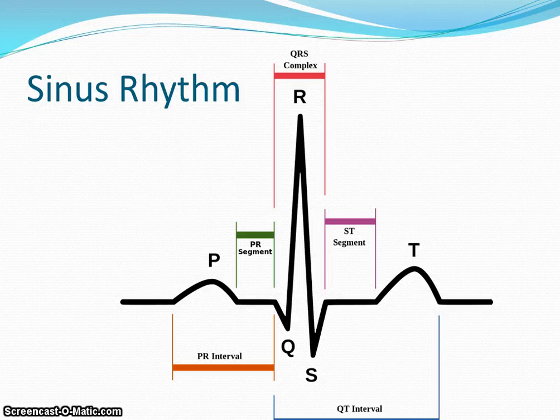Wave and complex basic interpretation includes checking that the P waves are upright, the same shape, and one per heartbeat. PR interval should be 3 to 5 small squares and repeated pattern. QRS complex should be a repeated pattern, regular rhythm, normal duration. ST segment should be flat on isoelectric line and T wave upright and rounded. Heart rate should be between 60 and 100 beats per minute. A higher heart rate would indicate tachycardia and a slower rate bradycardia.